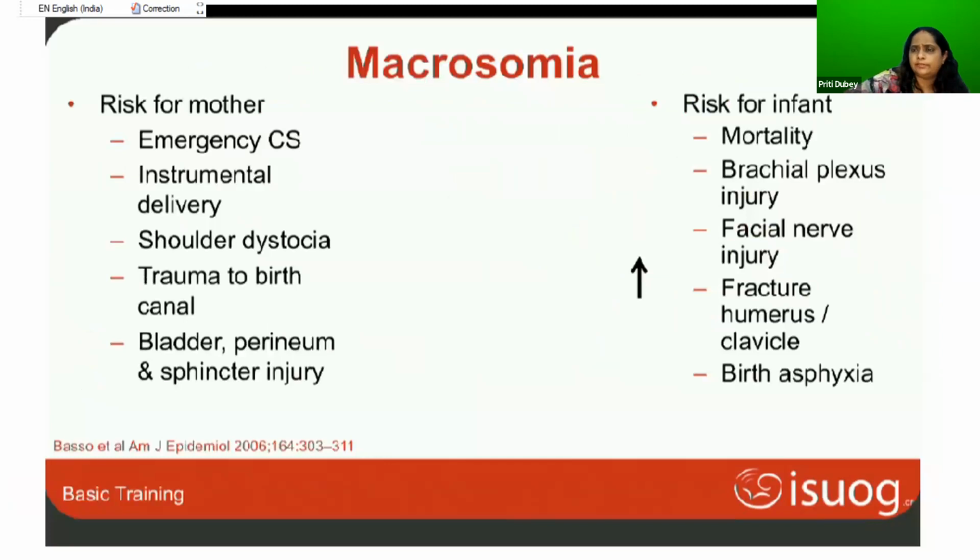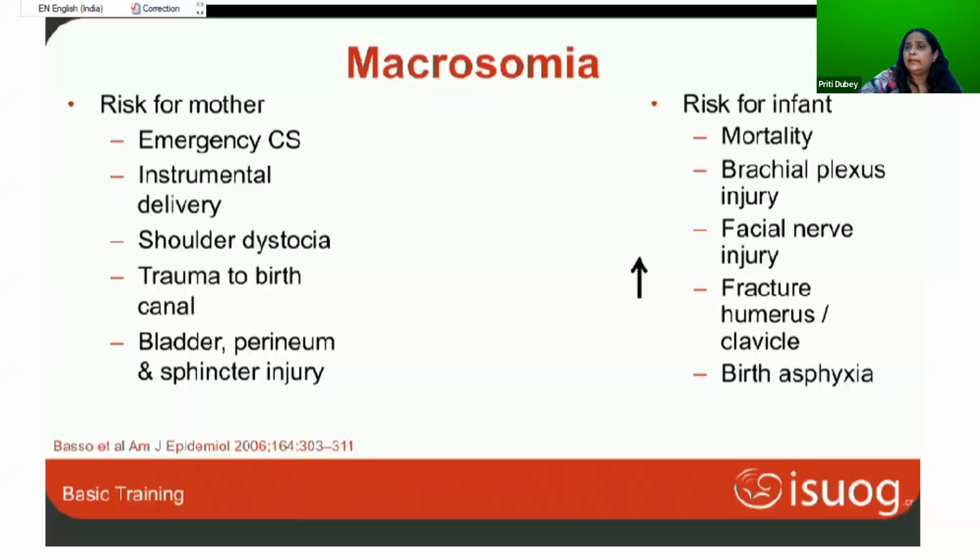Then what are the risks associated with the mother as well as the infant? Risks for the mothers are that they land up in emergency cesarean, more instrumental delivery, shoulder dystocia, trauma to the birth canal, bladder injury, sphincter injury, perineal injury. All these are risks for the mother. Risks for the infant are mortality, morbidity, brachial plexus injury, facial nerve injury, various fractures, humerus, clavicle, and birth asphyxia.